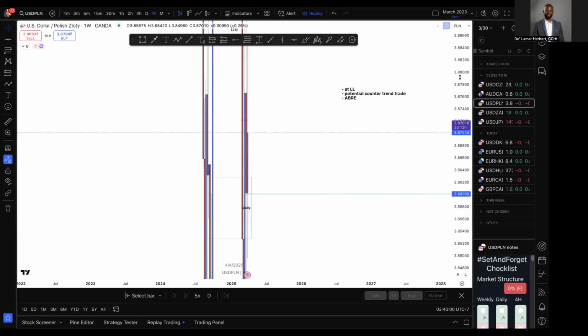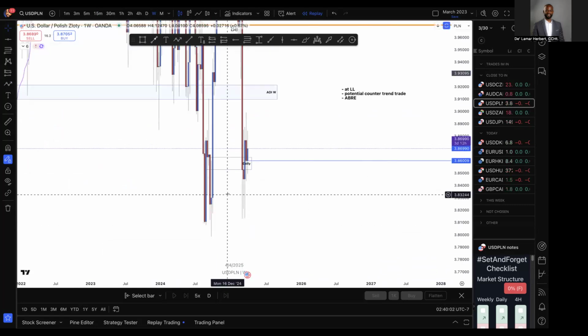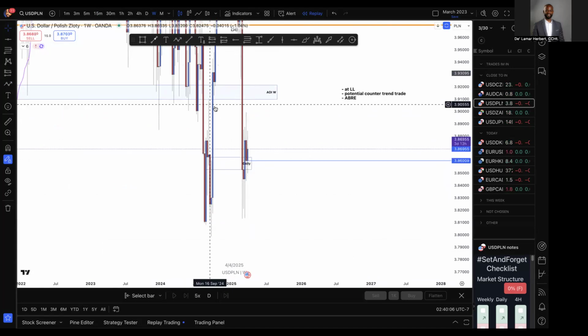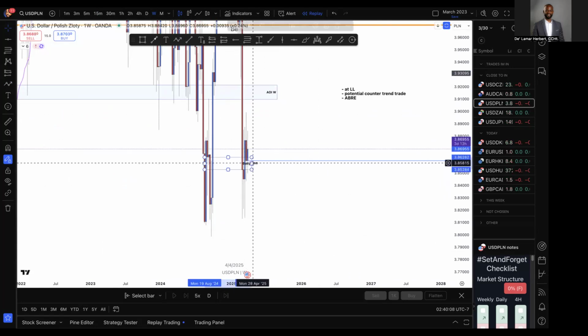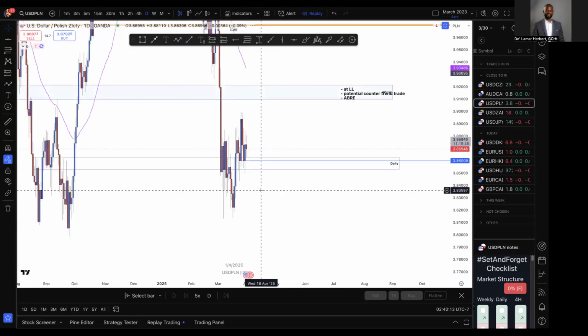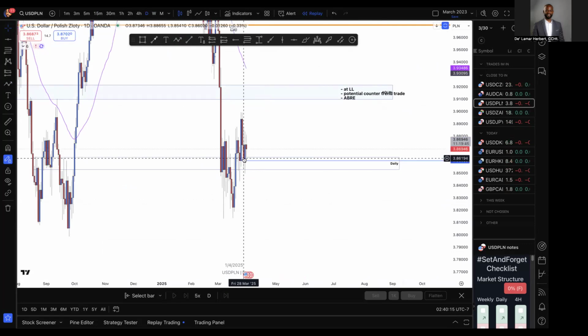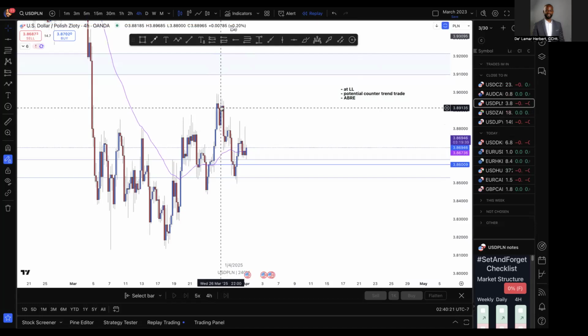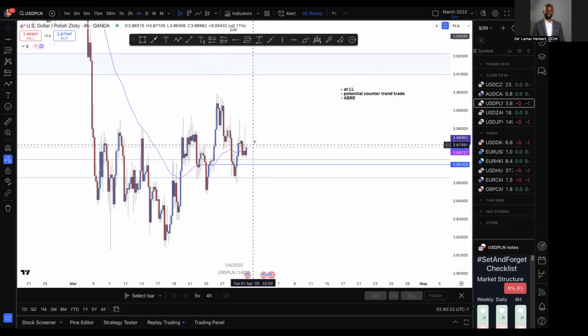USD PLN, we're at the pullback of the weekly here. This will be our counter trend trade setup since we are at that lower low weekly. Still bullish on the daily, and the 4 hour we're bullish too in this whole structure here. So we're on that pullback.